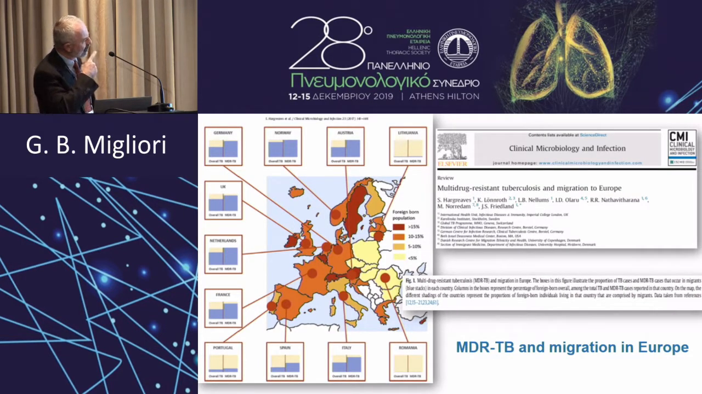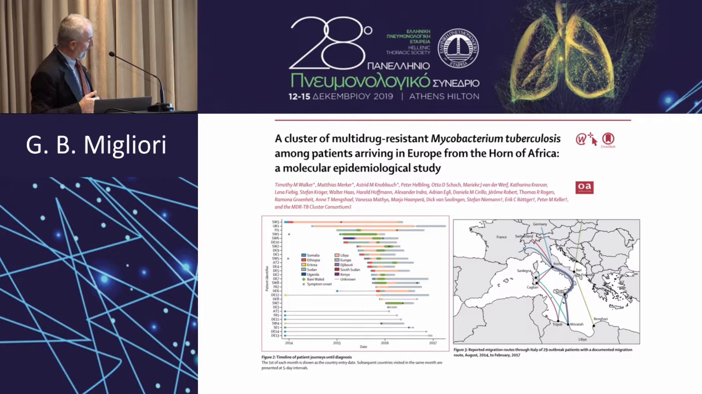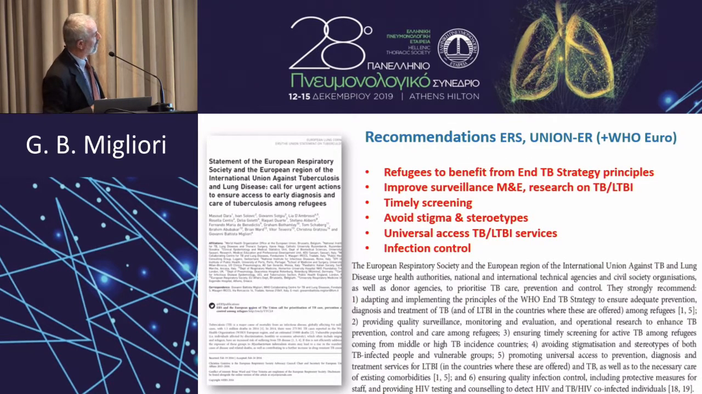This is an interesting paper that shows that in some European countries there is an increased proportion of MDR coming from Eastern Europe. So it's clear that this pattern of migration transmits strains which are pretty dangerous. This is an example: Thailand received MDR from Myanmar. So this is a global thing. And this is an interesting story of a cluster of MDR TB coming from the Horn of Africa, which has been found in different European countries. So some transmission occurs, although it's not a big phenomenon, but it might happen and can be important.